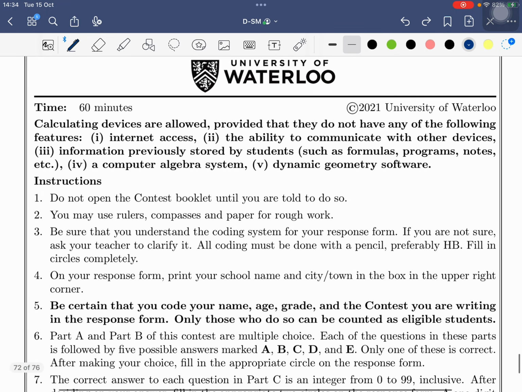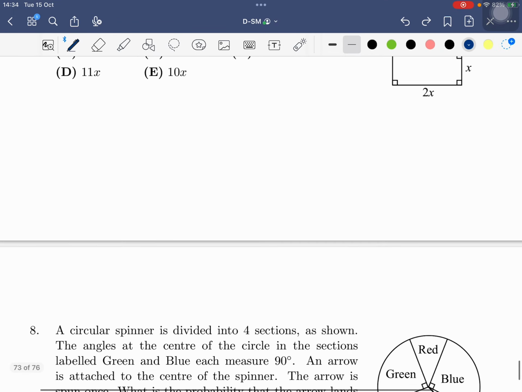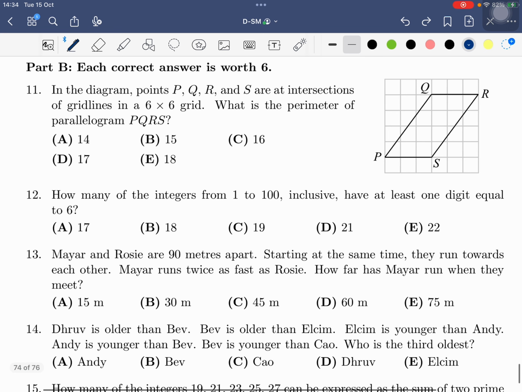So let's go to number 11. But before we go, actually we can use a calculating device. Sometimes I may calculate on my side, so during that time you can also try to do that. So number 11, this is part B.